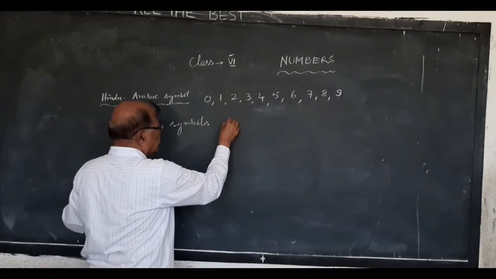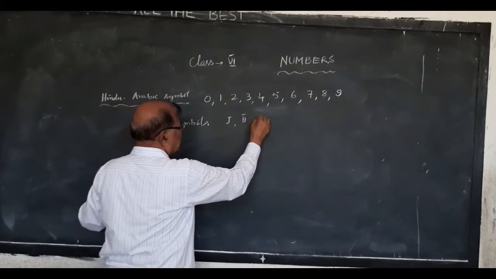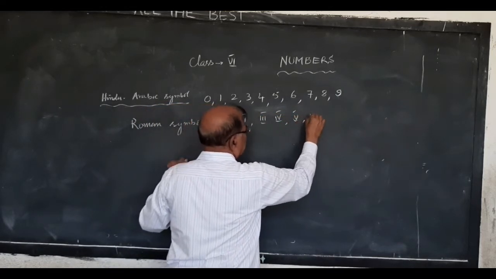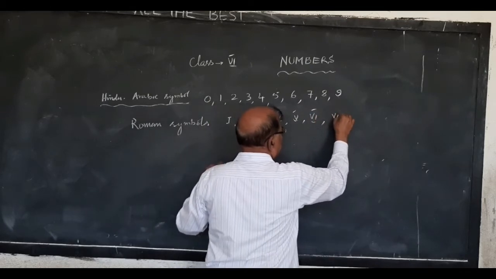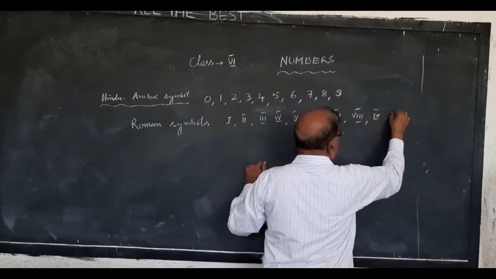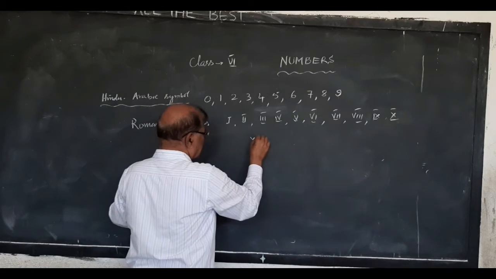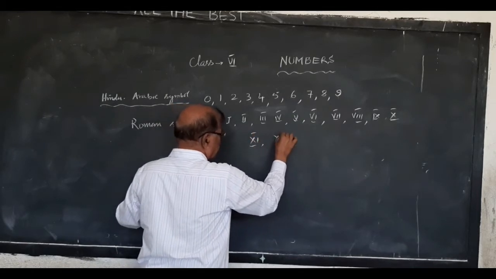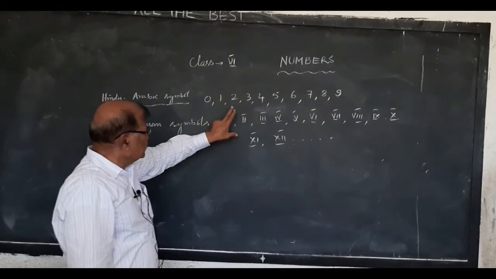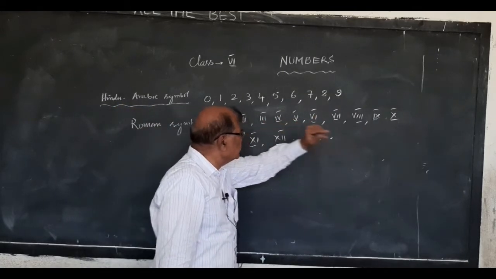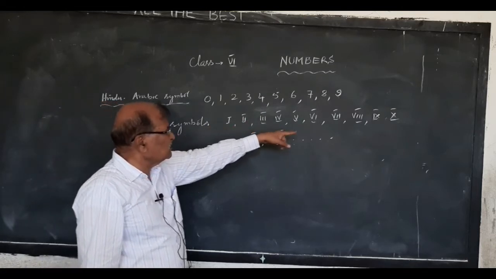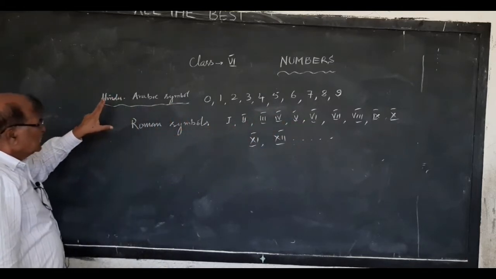So this is called first, second, third, fourth, fifth, sixth, seventh, eighth, ninth, 10th, 11th, 12th, and so on. The representation of these symbols is called Roman symbols, and we will be reading them as first, second, third, fourth, like that.